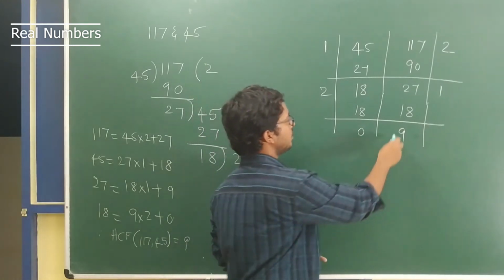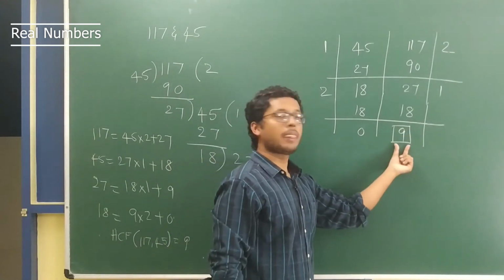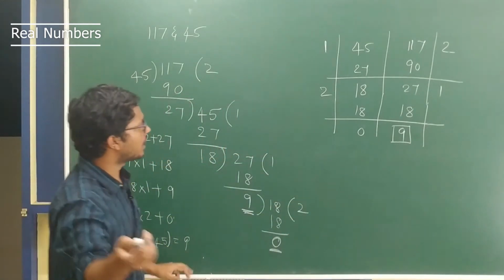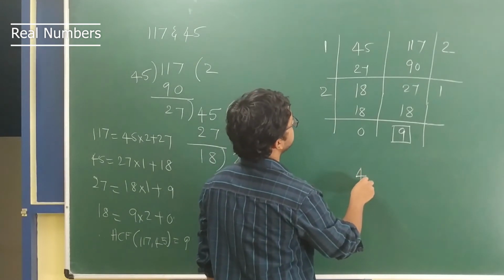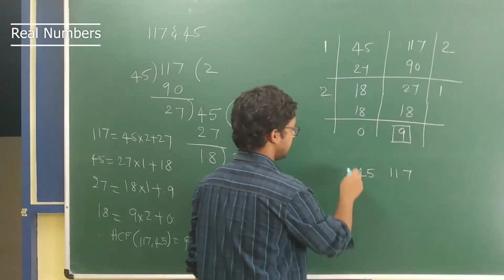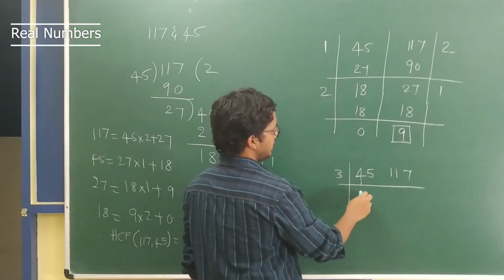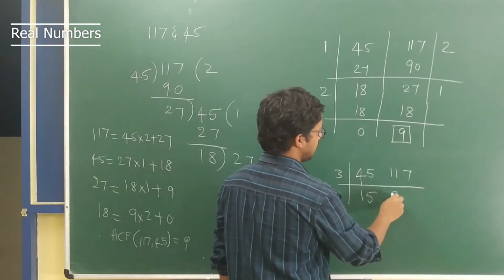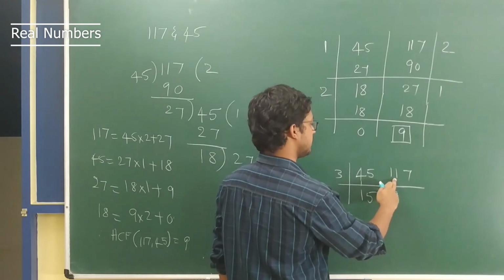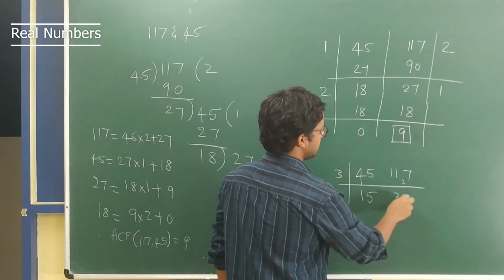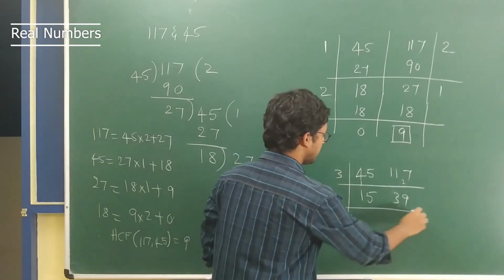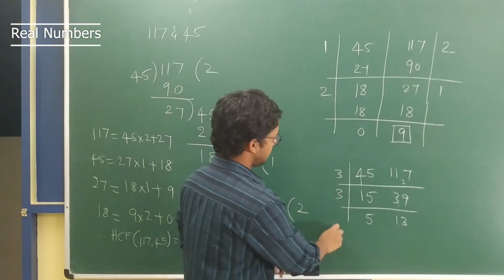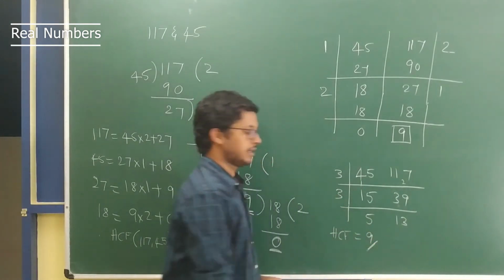Once the remainder becomes 0, the previous divisor itself is the HCF. So HCF again is 9. Here also we got HCF as 9. You try your normal method. So the normal method of 45 and 117. Let's start off with 3. 3 15s are 45, 3 3s are 9 and 3 9s are 27. Correct. So 15 and 39. Again you divide by 3, 3 5s are 15, 3 13s are 39. So 5 and 13 have no common divisors. So HCF is again 3 into 3, which will be 9.